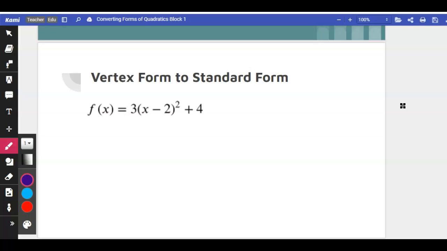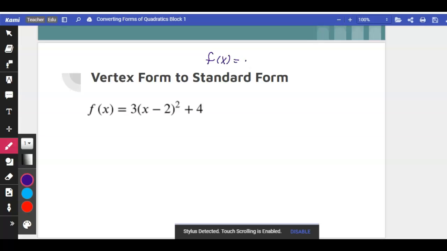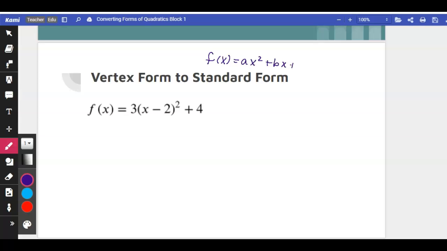So we're going to take this equation in vertex form and we're going to convert it to that standard form. Remember that standard form is that ax squared plus bx plus c. And all we're going to do in order to make this happen is we're just going to multiply this out. We're going to follow our order of operations and we're just going to get rid of the parentheses. That's all. So if we follow order of operations, we know anything with exponents and parentheses come first.